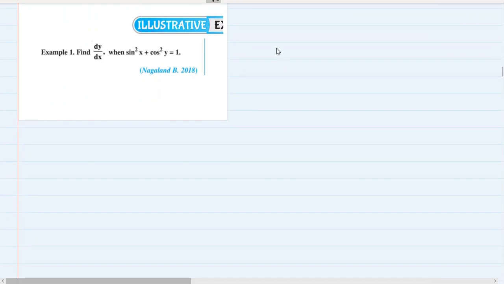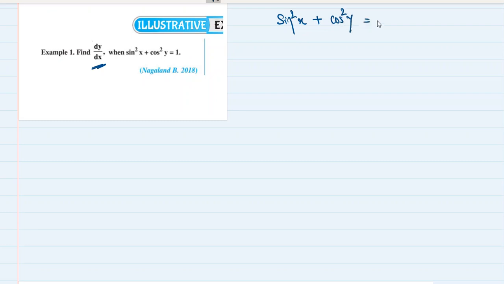The first solved example, so we have to find dy by dx, but what has been given to us? Sine square x plus cos square y is equal to 1. Now there is a function over here whose domain is y, that is cos square y, and we have to find dy by dx. So don't get offended over here that we have not learned this. We are going to learn implicit and explicit functions separately in the next section, but till then I'll just teach you. This is very simple. Focus on the steps and you will understand.